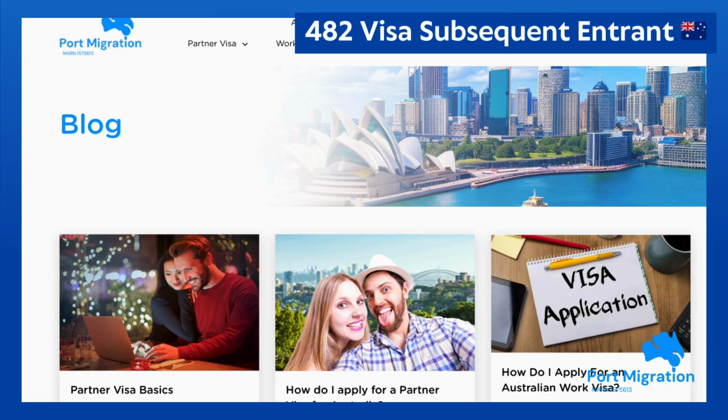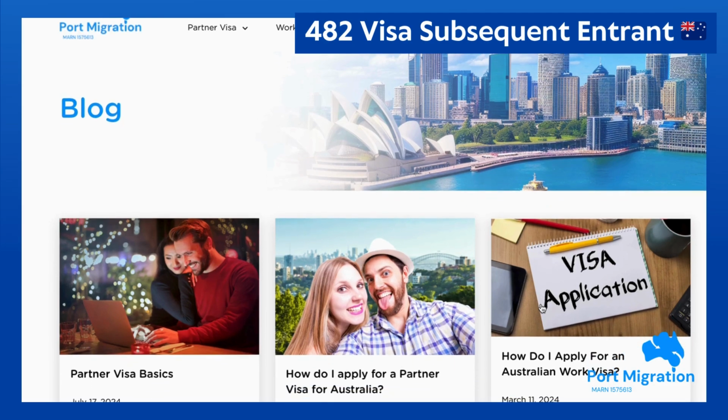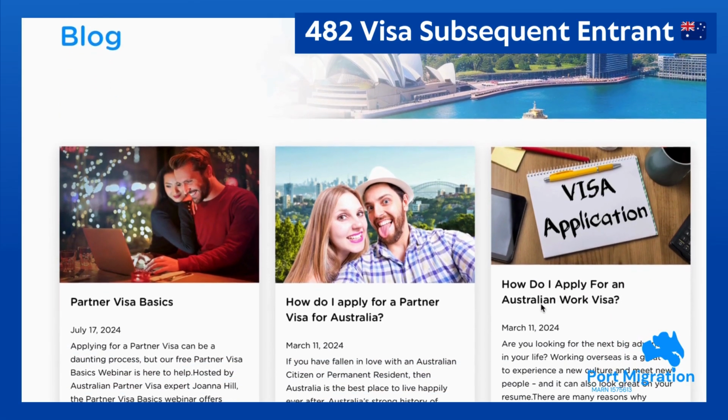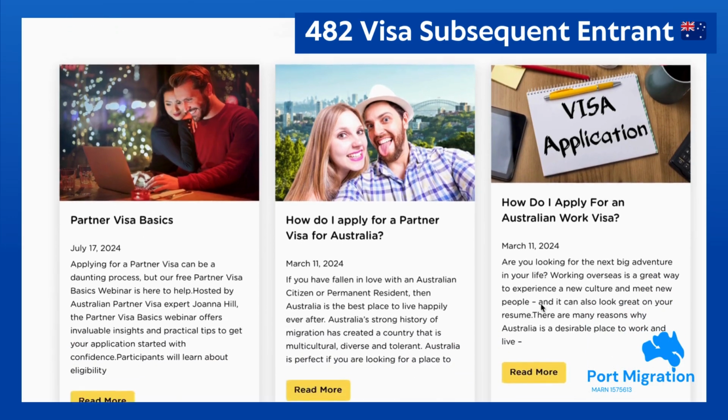In this video today, we are looking at how to add your family members to your visa if you hold a Subclass 482 visa. This could include your spouse or de facto partner or your dependent children who meet the application requirements.